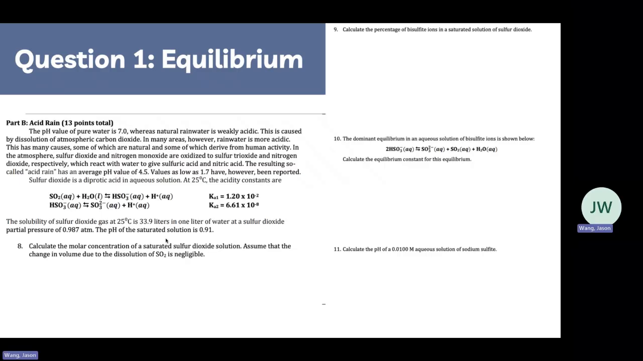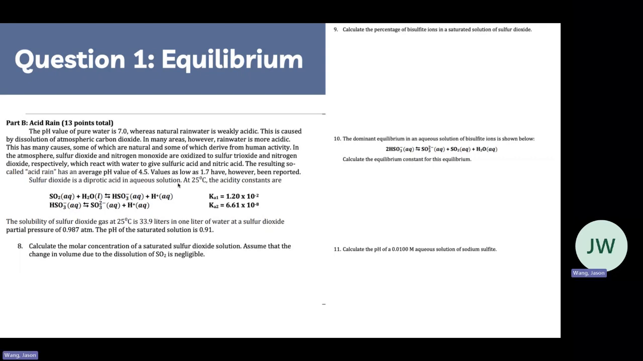Sulfur dioxide is a diprotic acid. Ooh, so we see that: diprotic. That is a little tricky. You might not have seen that coming, but pretend this is a states competition, and they'll have that there.